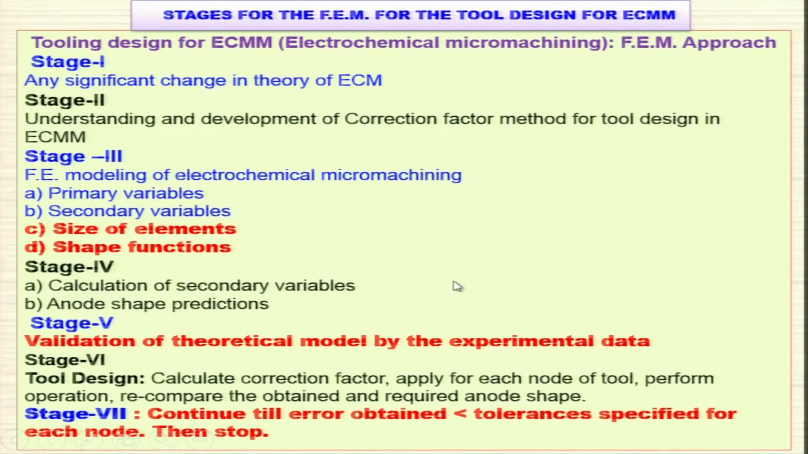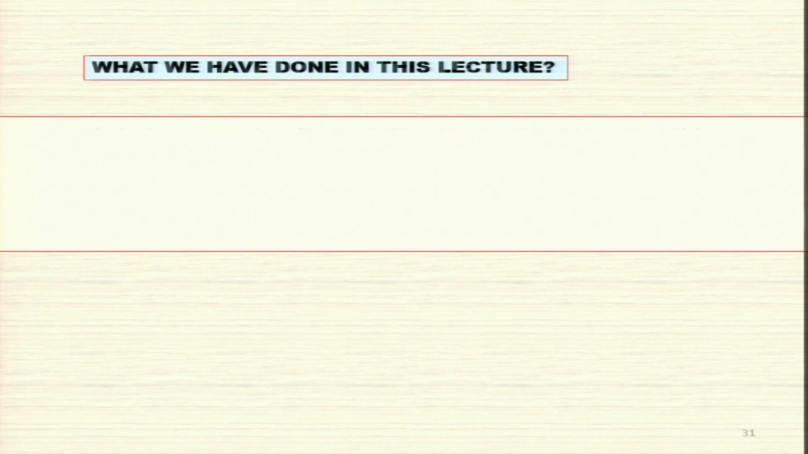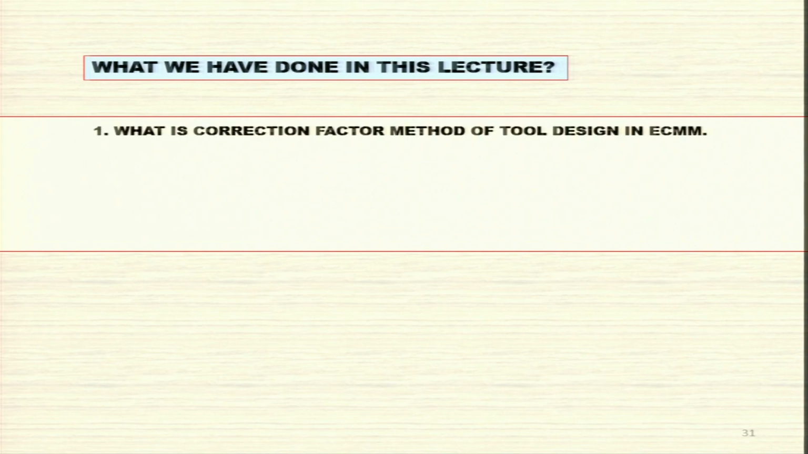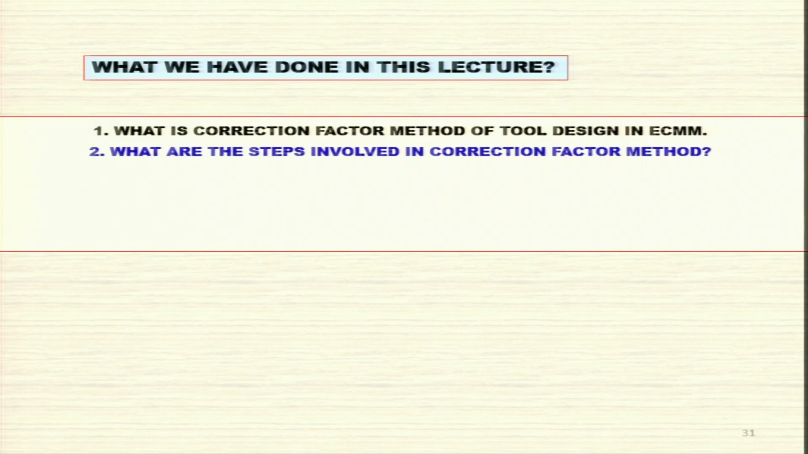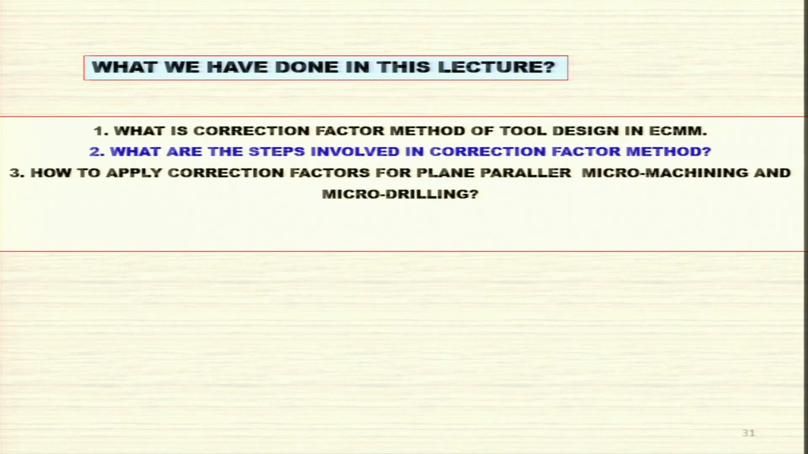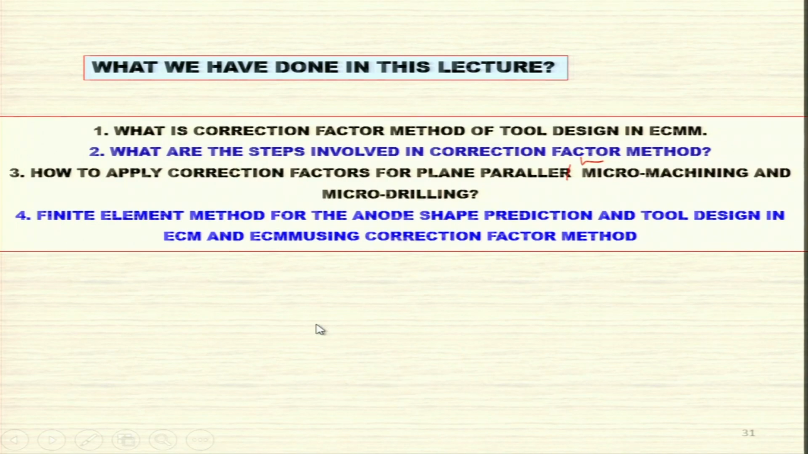for electrochemical micromachining. What have we done in this lecture? What is the correction factor method of tool design in ECMM? What are the steps involved in the correction factor method? How to apply correction factor for plane parallel? This is plane parallel, not R, this is L. Plane parallel micromachining and microdrilling. We have not discussed microdrilling, as I mentioned in the beginning, because of shortage of time. You can see it in the paper or the thesis. Finite element method for the anode shape prediction and tool design in ECM and ECMM using the correction factor method has been discussed with reasonable details.